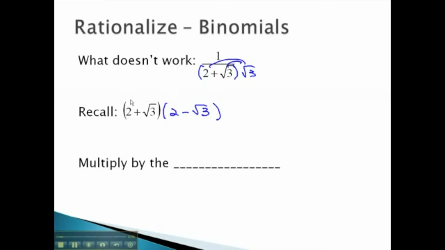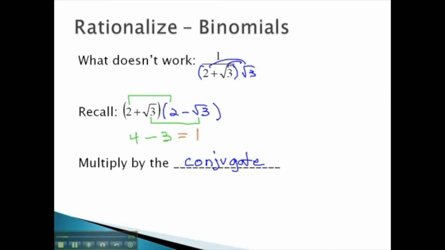By multiplying by the conjugate, we would have 2 times 2, which is 4. Positive times a negative is negative. 3 times 3 is 9, and the square root of 9 is 3. Notice 4 minus 3 is 1, and we've now cleared the square root by multiplying by the conjugate.